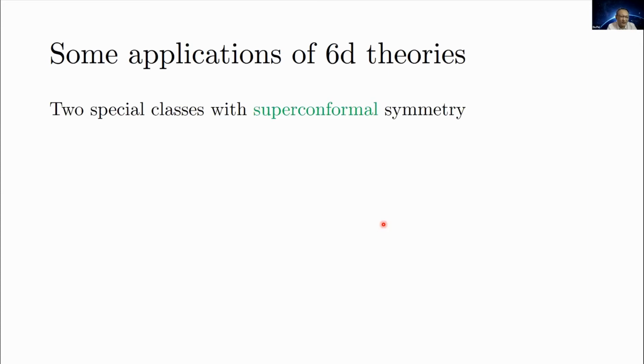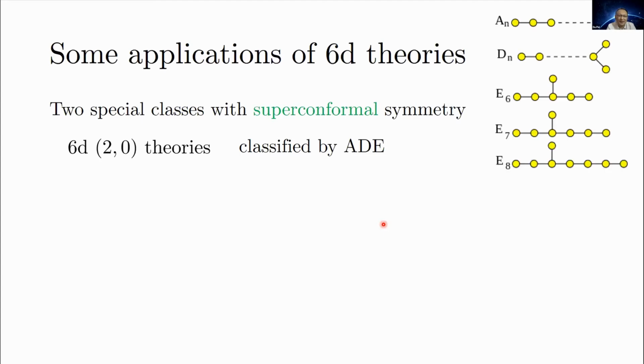Usually, to have interesting applications, superconformal symmetry will be very convenient to have. There are 2 special classes of theories in 6D that have superconformal symmetry. One class is known as 6D (2,0) theories, and they are classified by ADE Dynkin diagrams. And they have already had numerous applications in math. For example, they can be compactified on 4-manifolds.